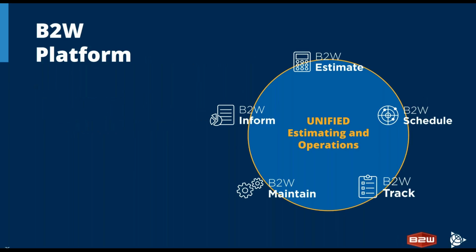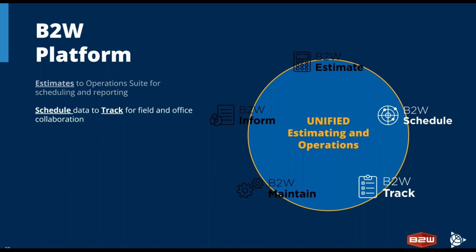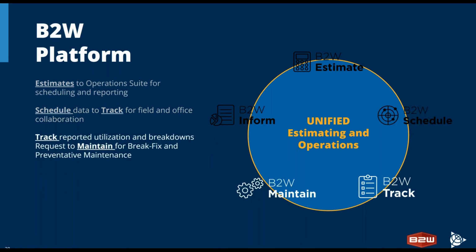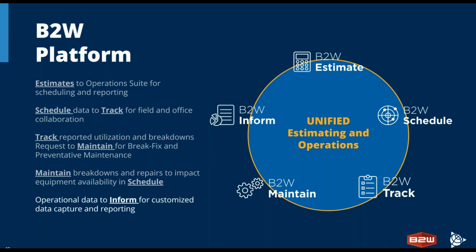All right, I'll wrap this up with just a quick recap of the platform. Again, if you're only using Schedule, just paint the whole picture: estimate to operations for scheduling and reporting. If you're using Schedule, we pass information back and forth to Track to help with the field office collaboration. Track and Maintain work together for reported hours utilization for break, fix, and repairs. And then Maintain to Schedule helps breakdowns and repairs, the impact of equipment availability within Schedule. And then lastly, Inform leverages the operational data for reporting and customized data capture forms.